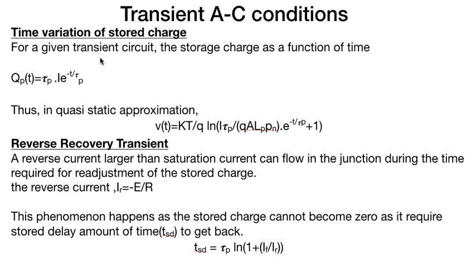Reverse recovery transient: a reverse current larger than the saturation current can flow in the junction during the time required for readjustment of the stored charge. The reverse current is minus E by R. If we wish to calculate the time delay, then the time delay is tau p, where tau p is the carrier lifetime of a hole, times natural log of 1 plus IF over IR.